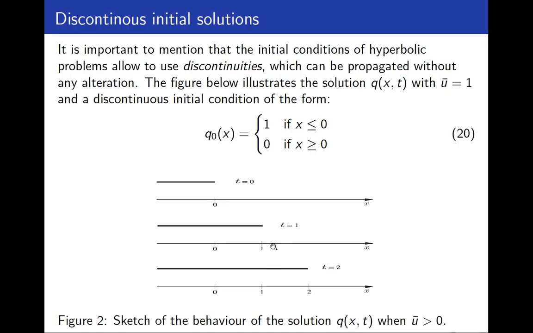So at time equal to 1, the discontinuity will appear here. And when time is equal to 2, the discontinuity appears here. So once again, the initial profile imposed at the initial time is being displaced from left to right. These discontinuities are important for solving relevant problems.